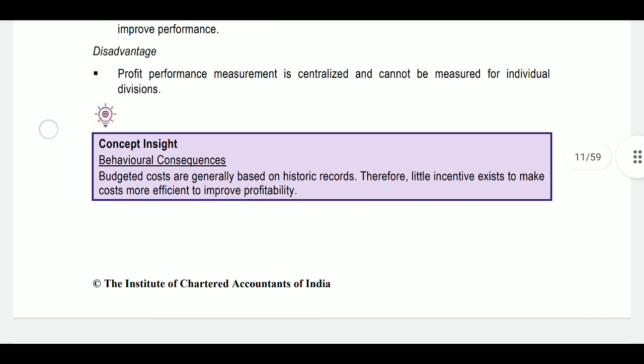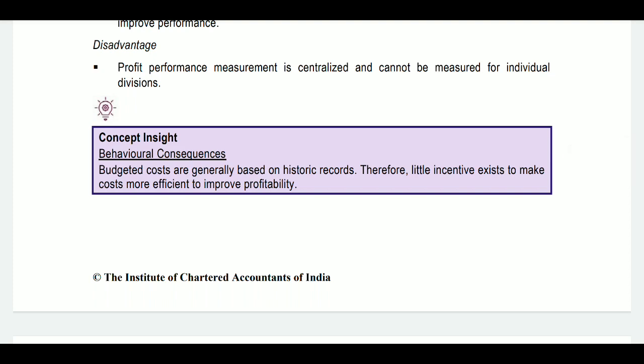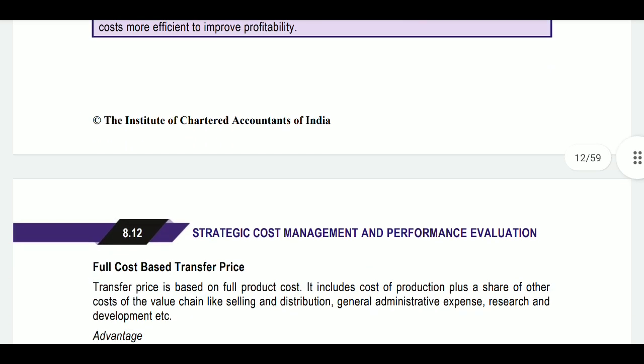Next, behavior consequences. Budgeted costs are generally based on historical records. So how will we prepare the budgets? We will take last year's profit and loss account, add some marginal amounts and some percentages. So it is data from previous books of accounts. Therefore, little incentive exists to make costs more efficient to improve profitability. In the previous year, what could we do? We would go for cost efficiency and improved profitability. So we will follow that only, and we will not get more benefit.